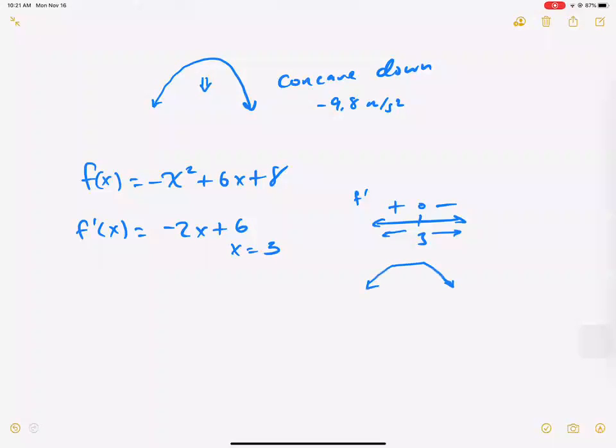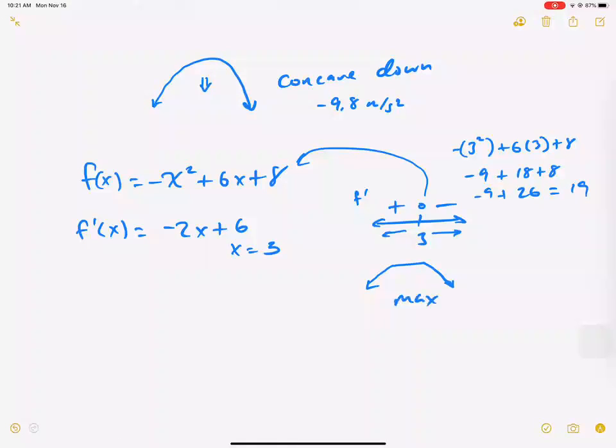A couple of things we can lock in now. Since I know the original function, if I plug in 3 here, negative 3 squared plus 6 times 3 plus 8. This is negative 9 plus 18 plus 8. That's 26 minus 9. That's 19. So we know we said this was a max because we increased, then decreased. We have a max at 3 comma 19. I think that's right. I did the math right, hopefully.